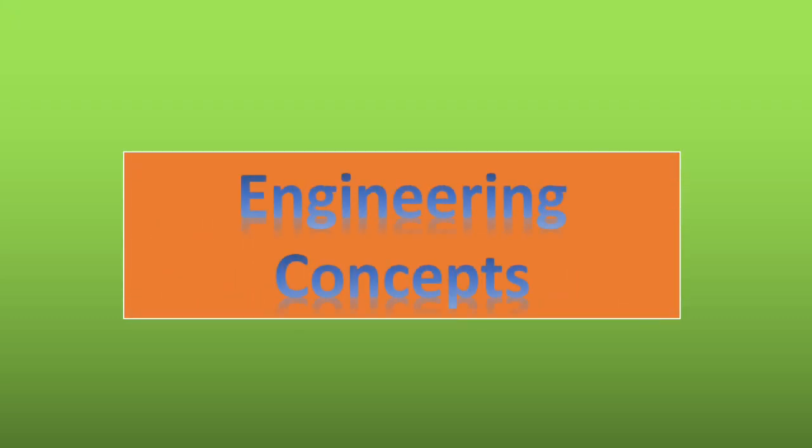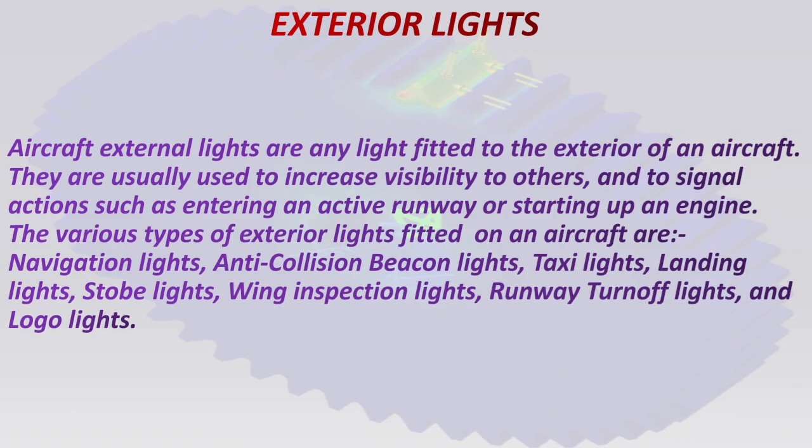In this video, I will discuss exterior lights fitted on an aircraft. Exterior lights. Aircraft external lights are any lights fitted to the exterior of an aircraft. They are usually used to increase visibility to others and to signal actions such as entering an active runway or starting up an engine. The various types of exterior lights fitted on an aircraft are navigation lights, anti-collision beacon lights, taxi lights, landing lights, strobe lights, wing inspection lights, runway turn-off lights and logo lights.